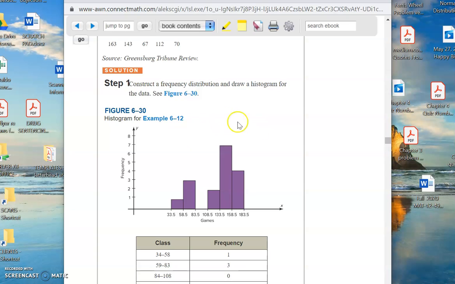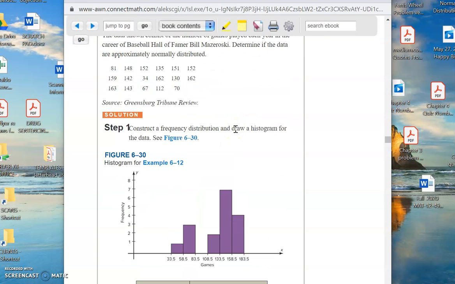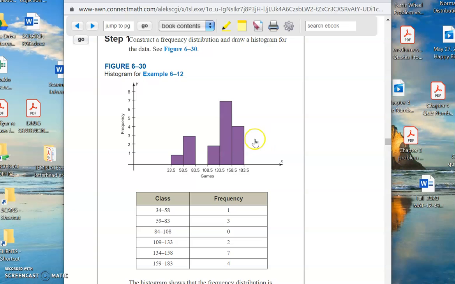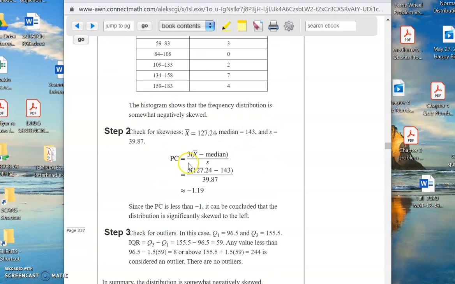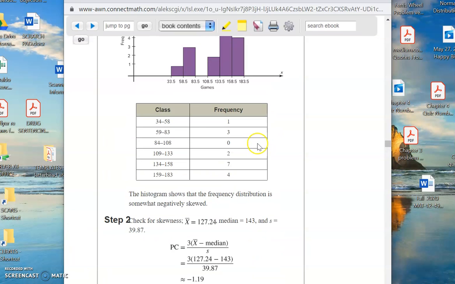Okay, here's another example in the book, 6-12. As you can see from the histogram, it is clearly not a bell-shaped curve. And on this one, we're checking for the skewness as well.